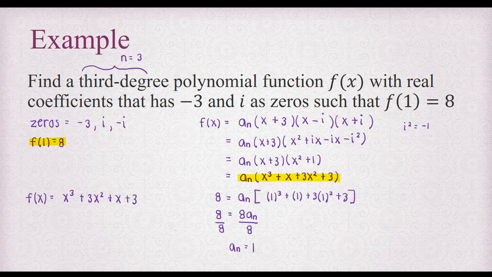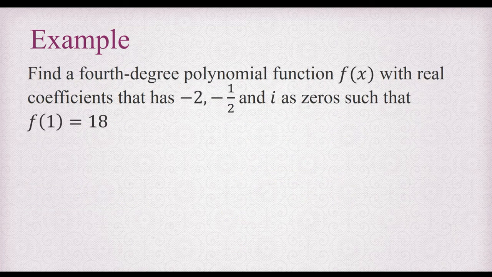Now, had that a sub n been the number 2, I would distribute 2 to all of those terms. And so we would have had 2x cubed plus 2x plus 6x squared plus 6. And then I would have rearranged that to be my final answer. But since it was 1, it didn't change any of those terms. I just wrote it in standard form. So there's my function that meets all of the descriptions from the given information. It's a third degree polynomial. If I was to factor that, I'd get my 3 zeros of -3, i, and -i. And then if I substitute in 1, I'm going to make that equal 8.